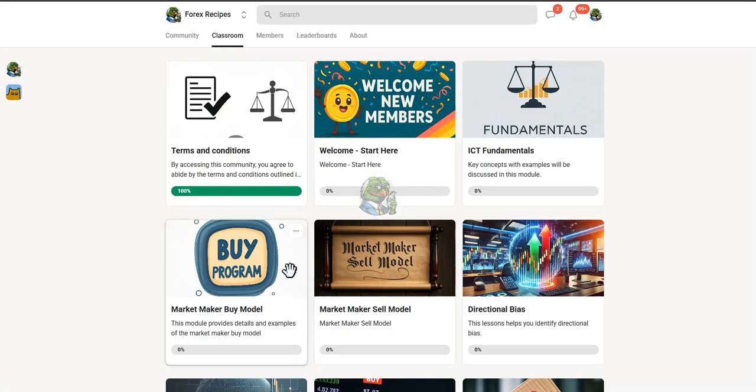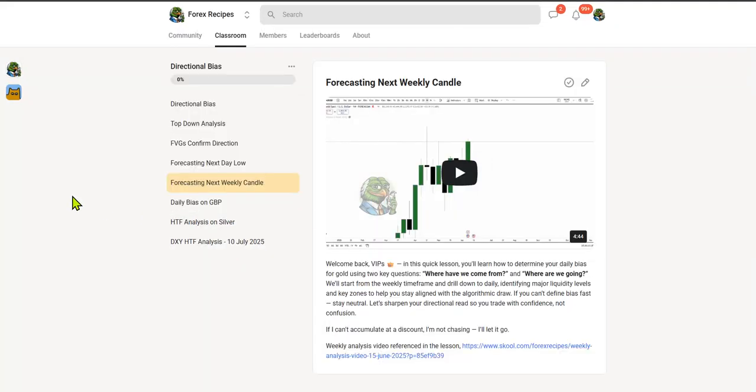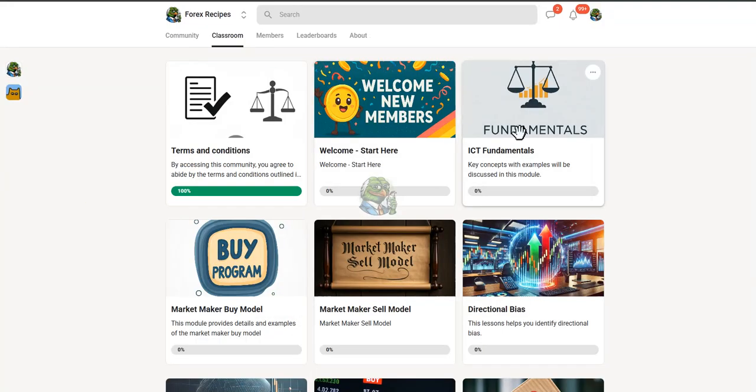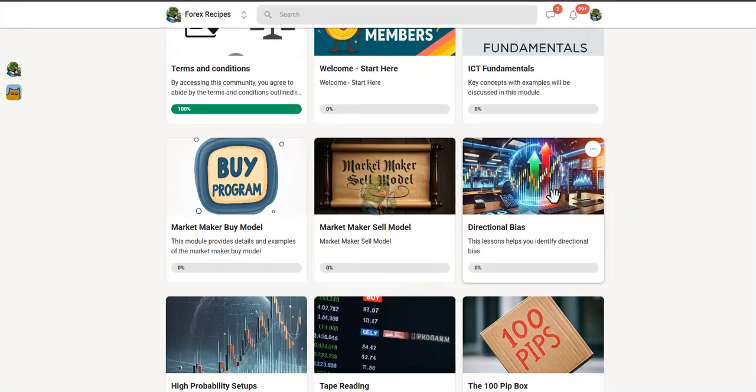So you go through the Market Maker Buy program, go through the Market Maker Sell program, lessons on how to identify where the market is headed next, right? If you can determine where the market is headed next, and then you can determine the algorithmic signatures, example, what you need to see to engage with price. What else do you need? Okay. So there's video lessons on directional bias.